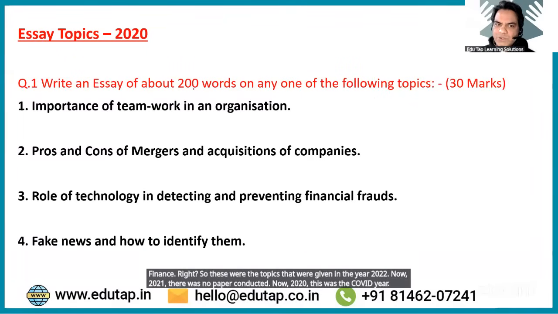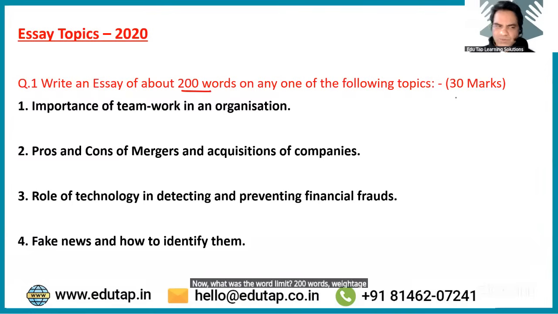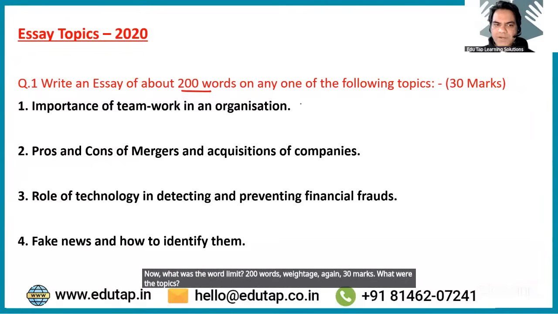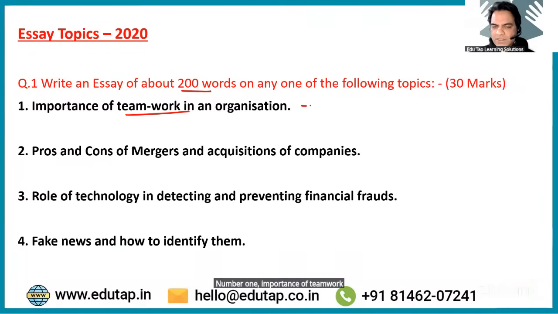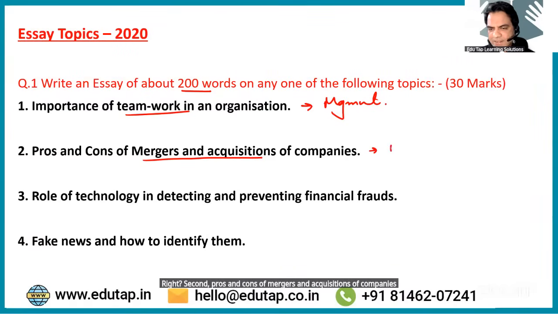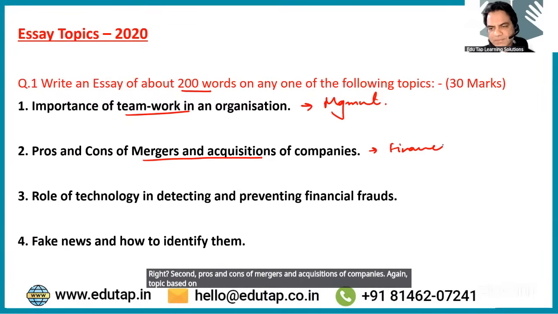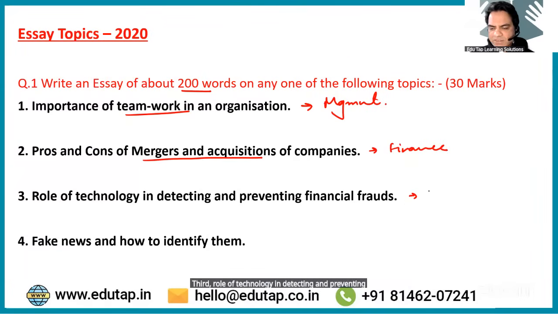What was the word limit? 200 words. Weightage again 30 marks. What were the topics? Number one, importance of teamwork in an organization. Clearly, this topic is based on management, right? Second, pros and cons of mergers and acquisitions of companies. Again, a topic based on finance. Third, role of technology in detecting and preventing financial frauds. Again, finance and current affairs.